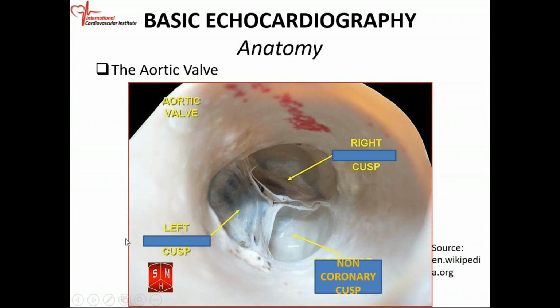Left coronary artery comes off from right there. The right coronary artery comes off right there, but this one doesn't have any. That's why I call it non-coronary. Okay.